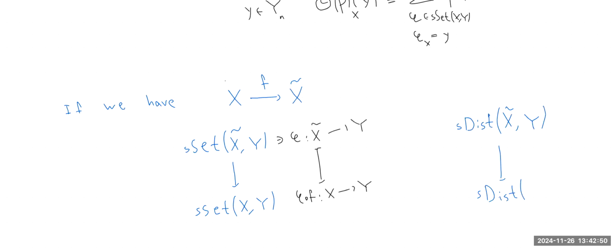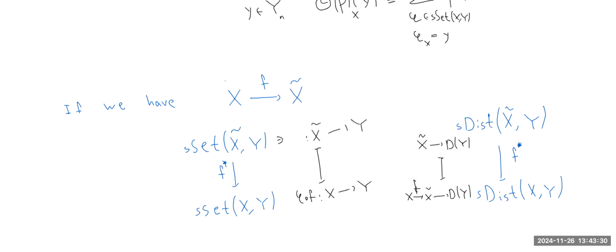We call this map, because it's coming from the map f, f star. So we have here also f star. It has the same formula, because also here we have a map from x to dy. But in order to get the map from x tilde to dy, we will compose with f, and get a new simplicial distribution. So the same formula we have.